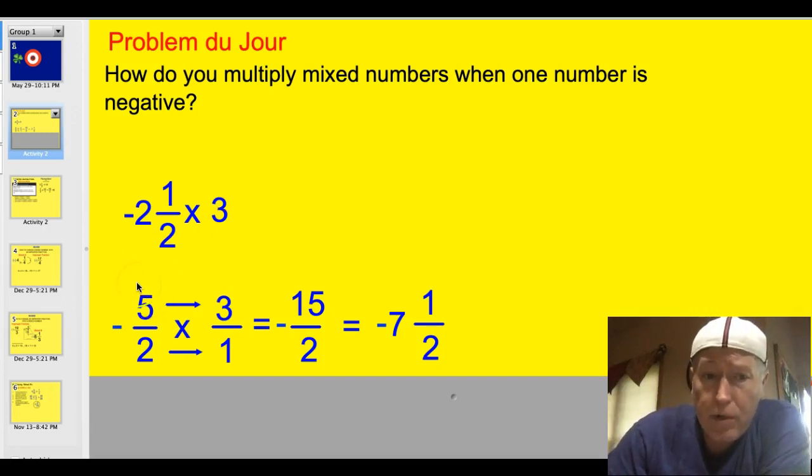So here's your mixed number, 2 1/2. I made it into an improper fraction. 2 times 2 is 4, plus 1 is 5 halves. Here's my negative 5 halves. I'm multiplying it times 3. I'm going to make that into a fraction, call it 3 over 1. So then I can just multiply straight across. 5 times 3 is 15. 2 times 1 is 2. We've got 15 halves. We simplify negative 15 halves down to a negative 7 1/2.